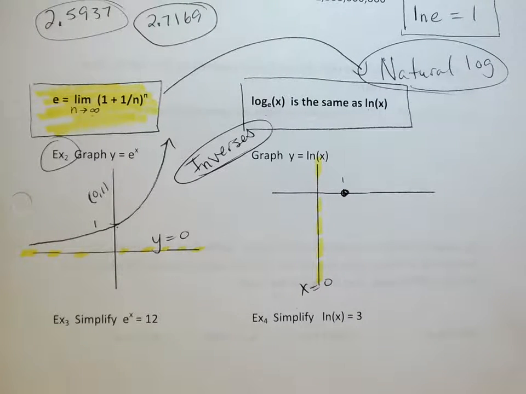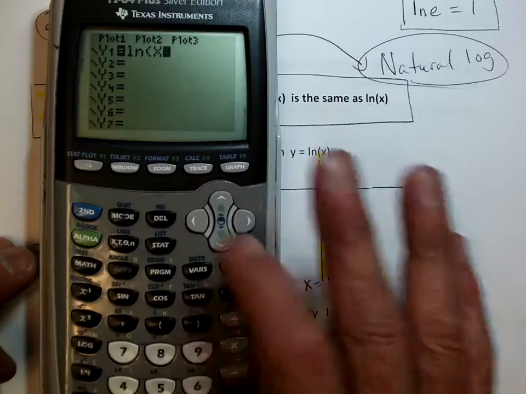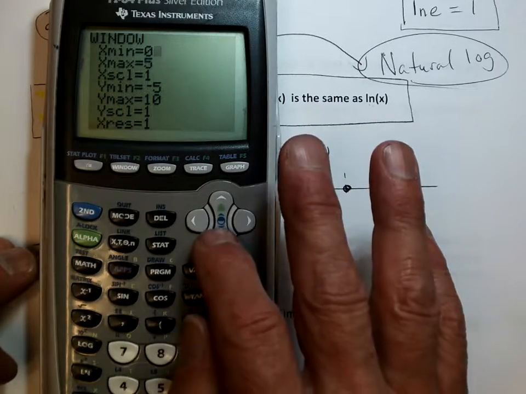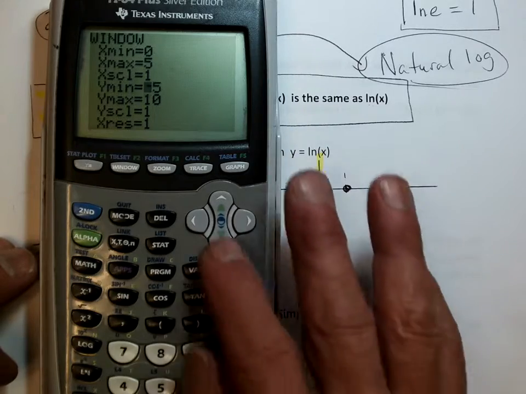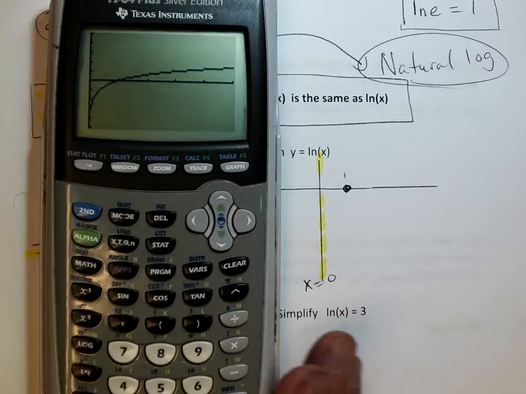And the graph, we put it in our calculator real quickly. I'm just going to go natural log of x, and I'm going to fix my window. It goes 0 to 5, and we'll go negative 5 to 5, and we'll graph this. Okay, and it looks like that.